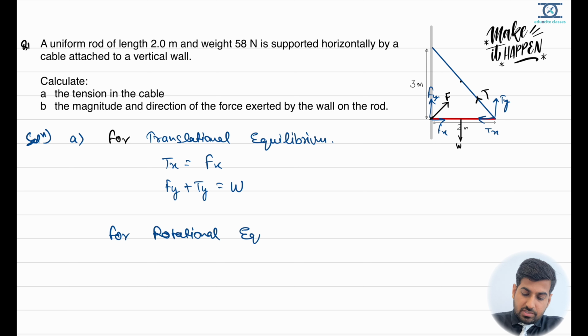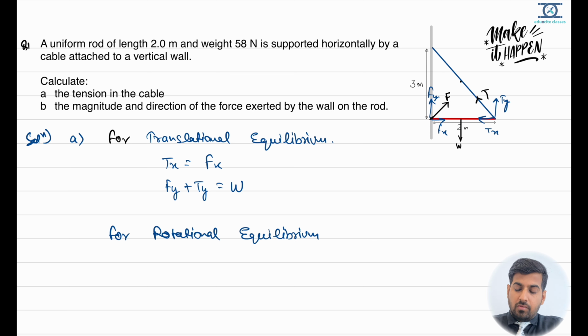Now for rotational equilibrium, what I can say is that the rod is balanced. So you can take any point as the pivot point such that the majority of your forces become zero, so that you don't have to consider their moments. I can consider the moment because I don't know the force F. What I can do is consider this as the point of pivot around which the rod will rotate.